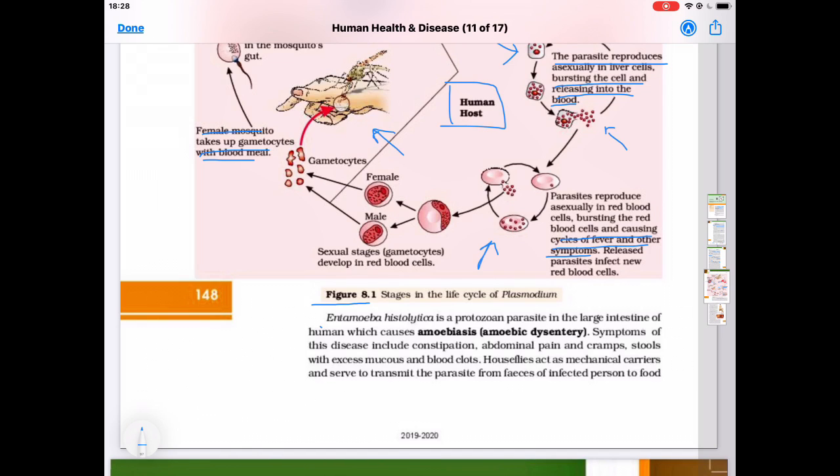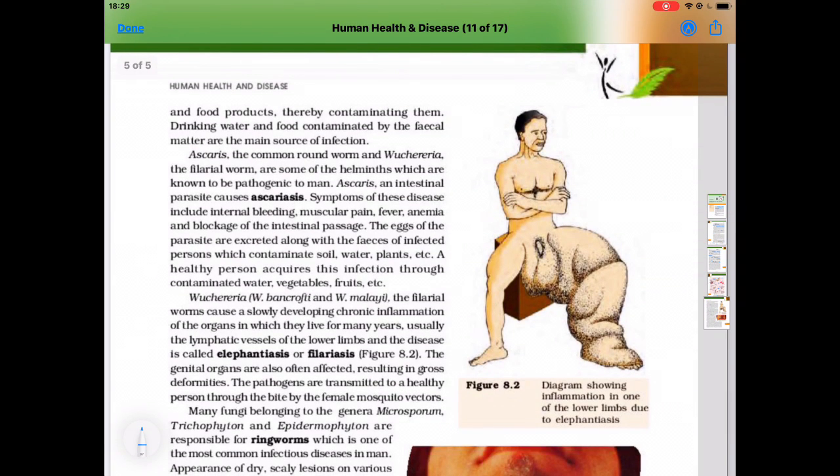Next disease is Amoebiasis, which is caused by a protozoa Entamoeba histolytica. Write in your copy, disease Amoebiasis, causal organism Entamoeba histolytica. Symptoms of this disease include constipation, abdominal pain, cramps, stools with excess mucus and blood clots. Houseflies act as mechanical carriers to transmit the parasite from feces of infected person to food and food products, thereby contaminating them. Drinking water and food contaminated by the fecal matter are the main source of infection.